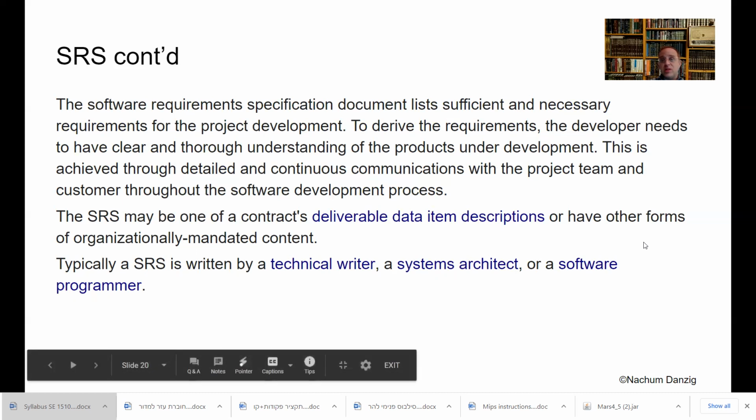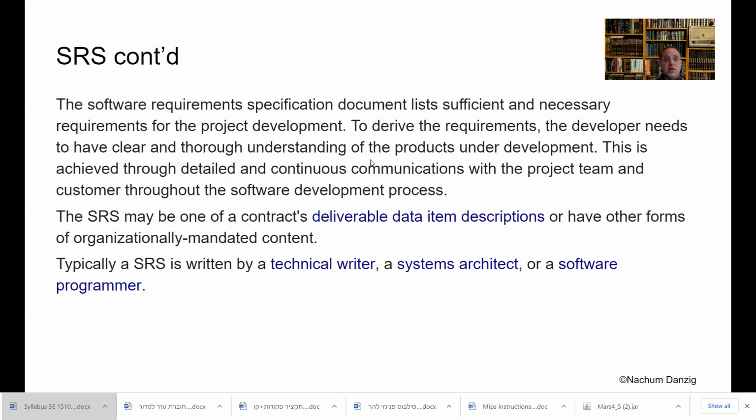How do you get these requirements? You need to have a clear understanding of the products under development. You need to know what you're trying to make. This is achieved through detailed and continuous communication with the project team and customers throughout the software development process. You should be talking to somebody, you should be showing them what you did.